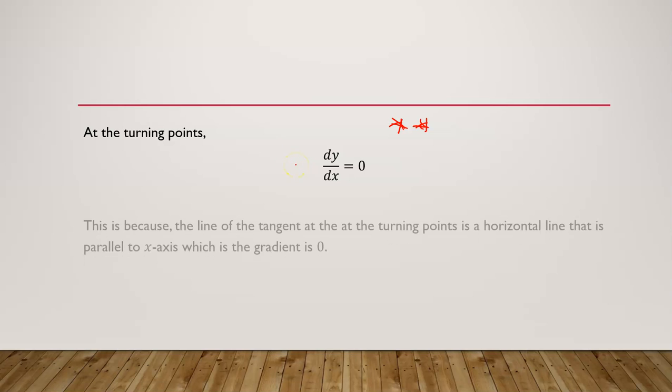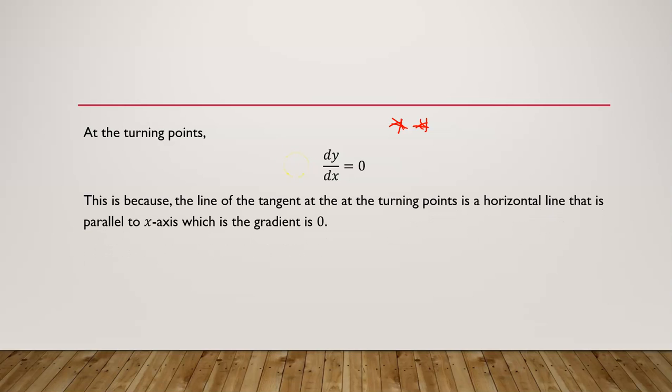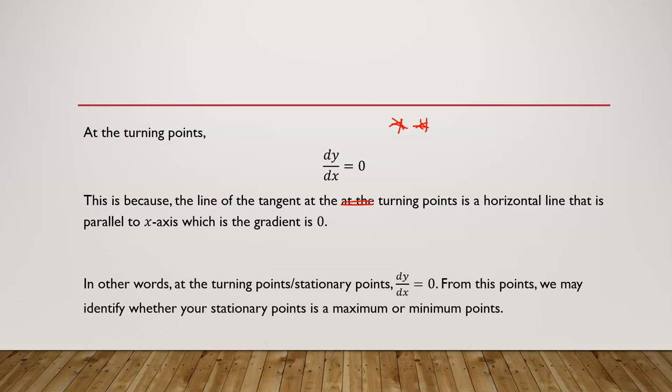At the turning points or stationary points, dy over dx equals 0. You have to memorize this. This is very important. This is because the tangent line at the turning point is a horizontal line parallel to the x-axis, which means the gradient is 0. So automatically we can say that dy over dx equals 0. In other words, at the turning point or stationary point, dy over dx equals 0.